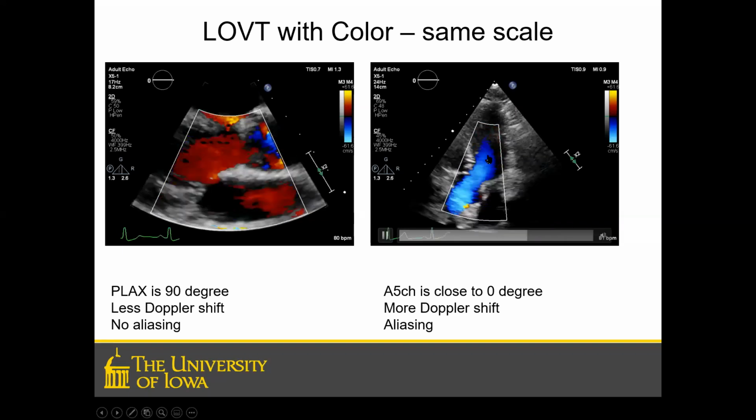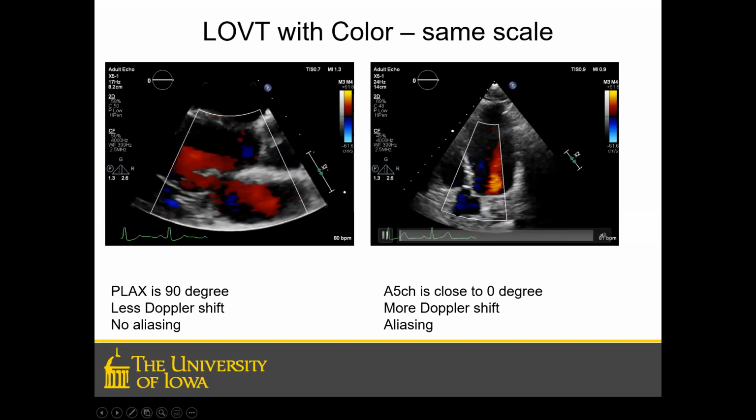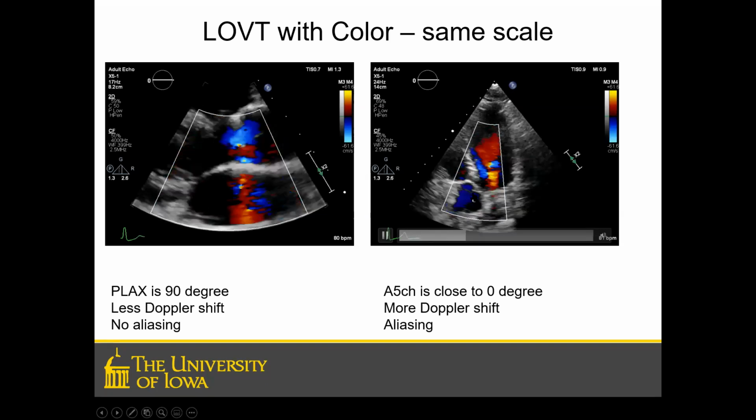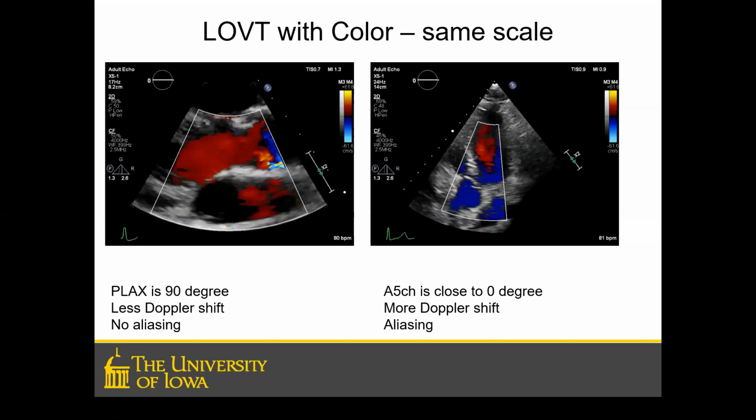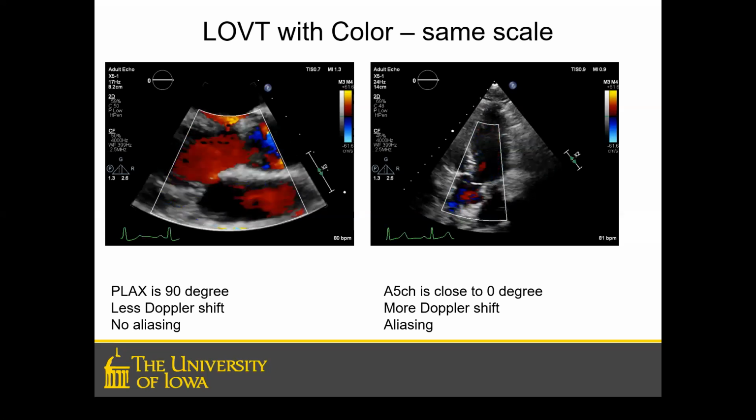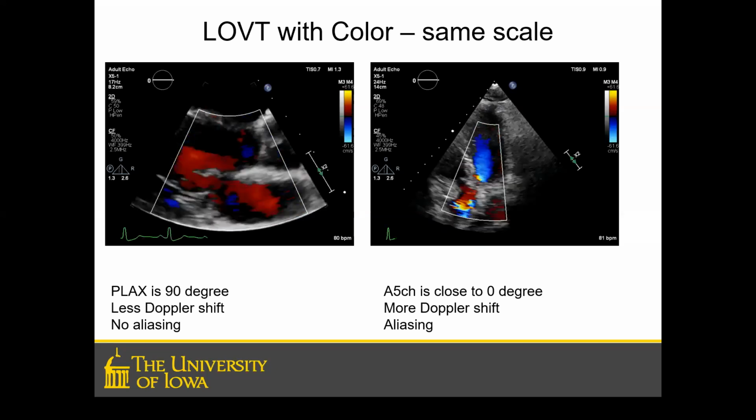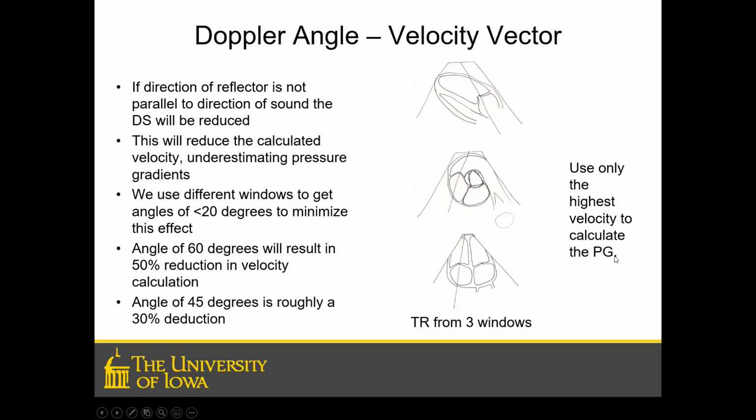When we look at the same patient and we look at the LVOT from the apical 5 chamber, now you see the flow filling it. You can see that there's some aliasing as it's going through, not because there's a stenosis, but because we have more Doppler shift because we're close to 0 degrees. All right, so this explains why we do TR the way we do TR, right?